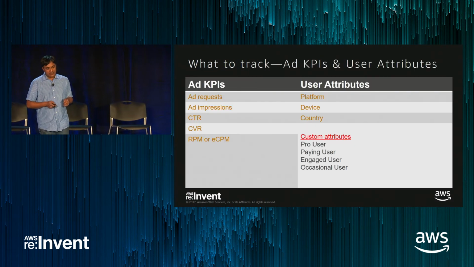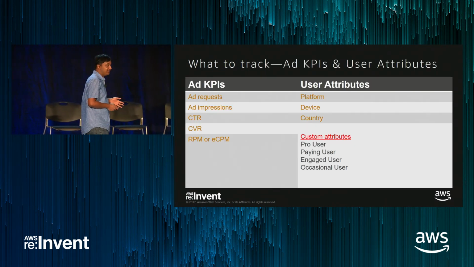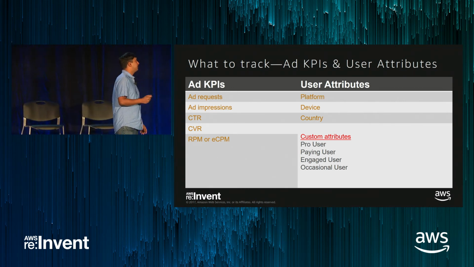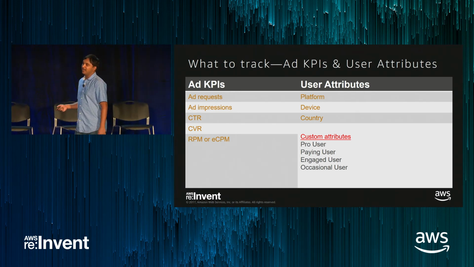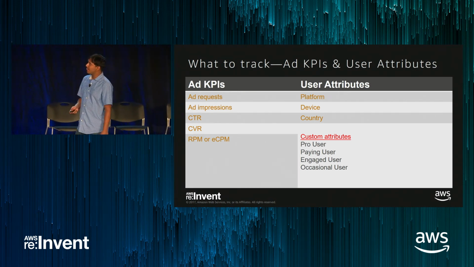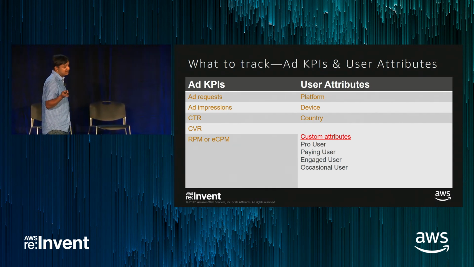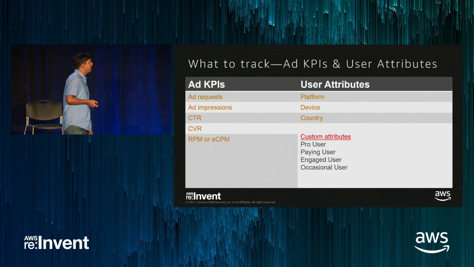All right, so a quick summary of what we're going to track. On the one hand, we're tracking ad KPIs. So things like requests, impressions, click-through rate, conversion rate, and finally, RPM or CPM. You would also group these by country. This is something that a lot of ad networks provide out of the box as well.